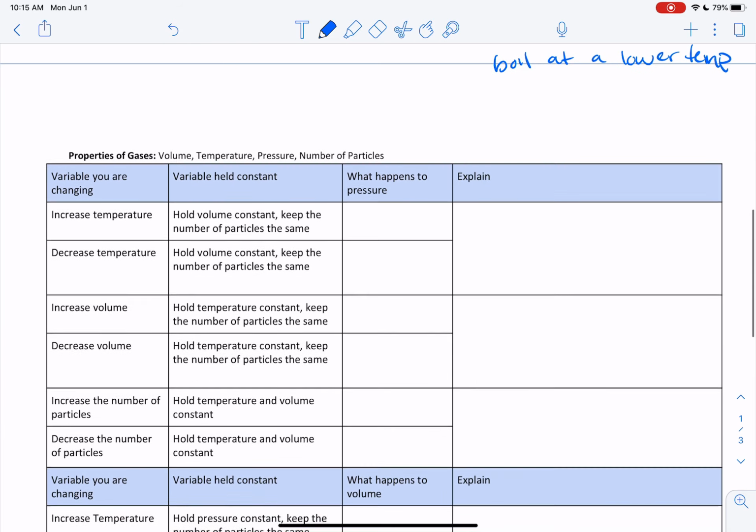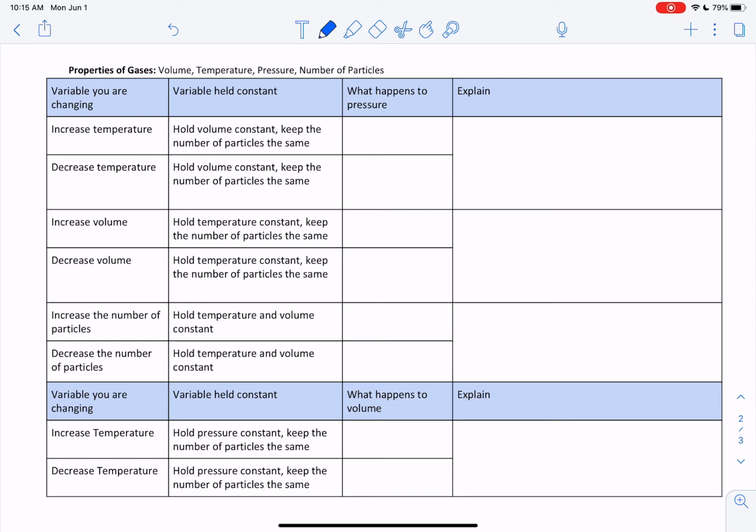Great. Okay, so now I'm going to go over what you just did in your PhET simulation lab. This is talking about these 4 different properties of gases and how they affect each other. The 4 properties of gases are volume, temperature, pressure, and number of particles. First we're going to look at how they affect pressure. If you increase temperature while holding everything else constant, hold the particles and the volume constant, you should have seen that the pressure increases. And if you decrease the temperature, you should have seen that the pressure decreases.